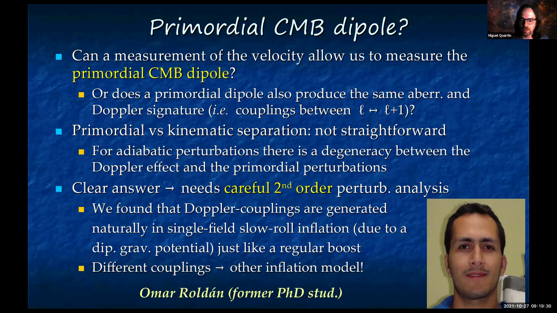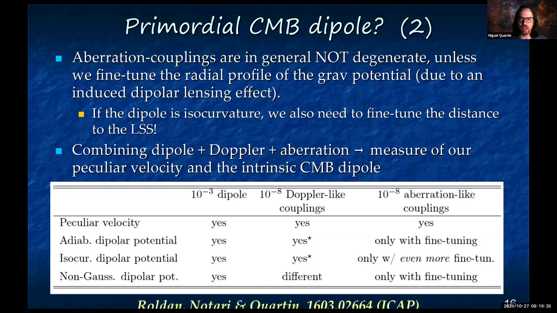Now, aberration couplings are not, in general, degenerate, unless you really fine-tune your primordial conditions, right? So you have to fine-tune the radial profile of the gravitational potential to have an induced dipolar lensing effect exactly like your aberration. And if the dipole is isocurvature, it's even worse because you also have to fine-tune the distance from us to the last scattering surface. So what this means is that by combining the dipole measurements, the Doppler couplings, and the aberration couplings, you can measure the peculiar velocity and the intrinsic CMB dipole.